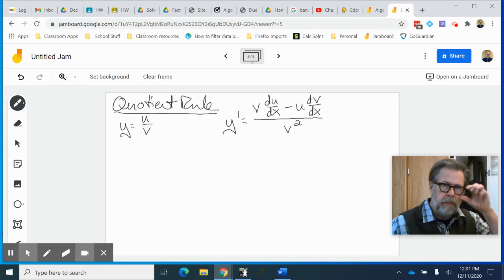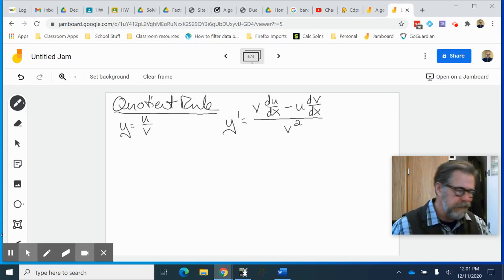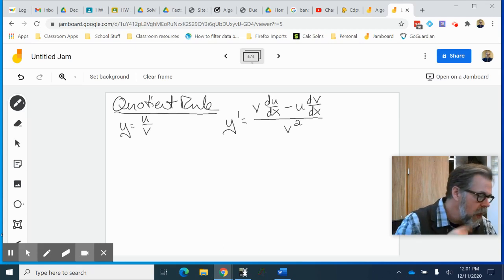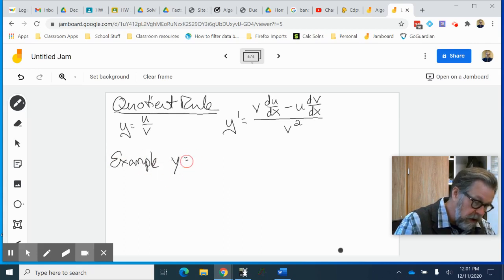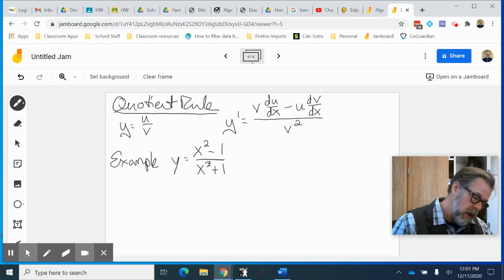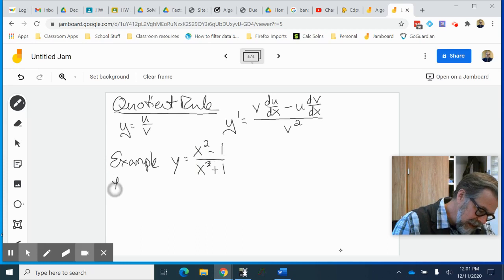Again, there's a proof. It's complicated. You don't really need to know it. It helps, if you don't believe, but we'll let you look that up on your own. So let's do a quick example. We're going to define our function as y equals (x squared minus 1) over (x squared plus 1). Again, define your variables. u equals x squared minus 1, v equals x squared plus 1.